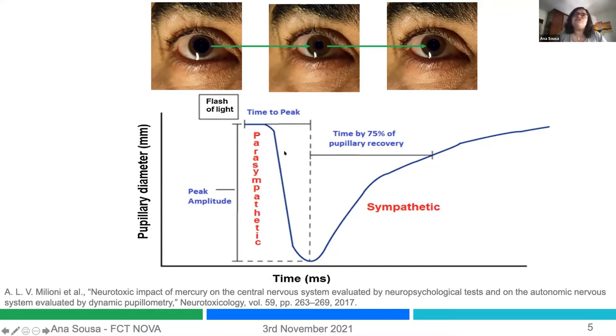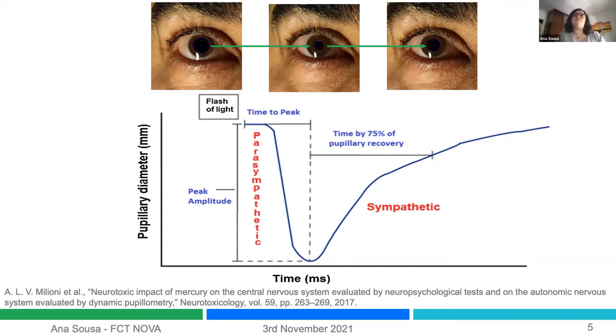There are some parameters that we can check. For example, in this graphic, we have just some examples: the peak amplitude, the time it takes to peak, and the time to 75% of pupillary recovery. And there are some others that can be assessed with this kind of technique.